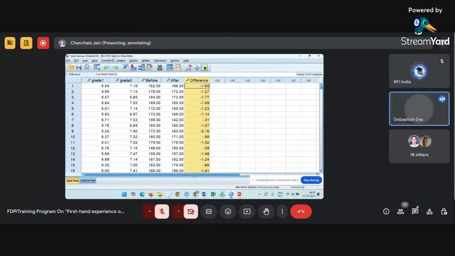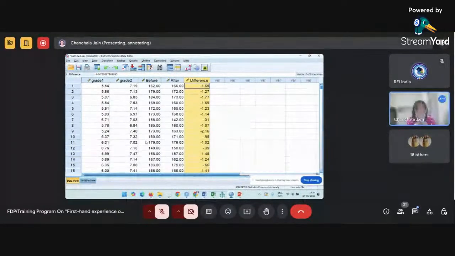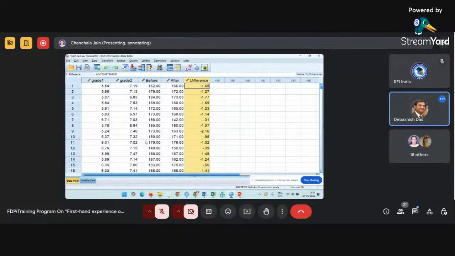Ma'am, sorry to interrupt. I did this, maybe I missed a step. After writing difference, grade 1, then selecting minus, and then grade 2, we have to press OK. But when I press OK, it gives me a message saying variable name contains illegal character. You have made any mistake in writing the name of the target variable? I have written difference the same way as you did.